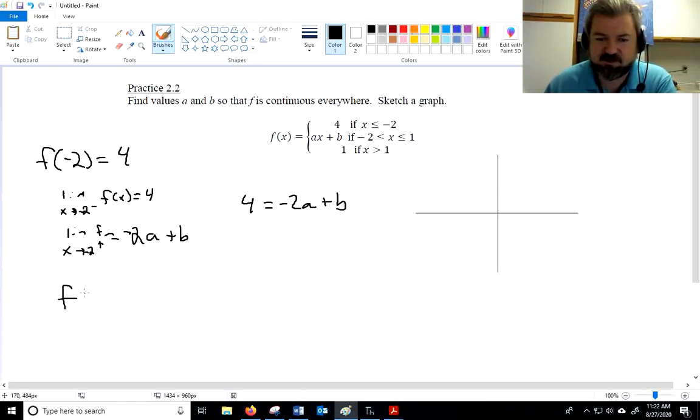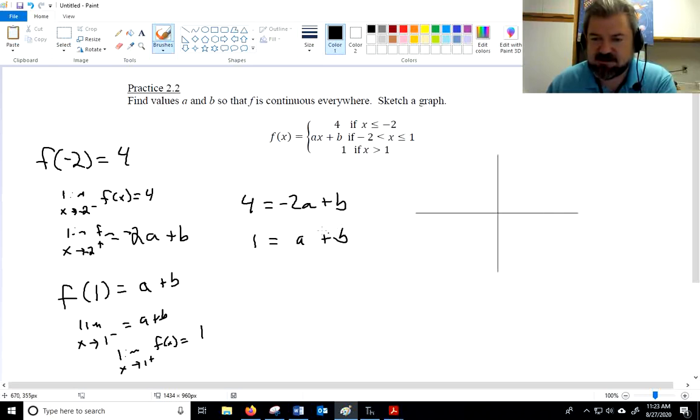Now let's take a look at the 1. F of 1, well, it's defined to be, when you plug in 1 here, a plus b. We need that to equal the limit as x approaches 1. Well, clearly from the left, it's a plus b, right? From the right, it's just a 1, right? So I need a plus b to equal 1. I need -2a plus b to equal 4, but I need a plus b to equal 1.